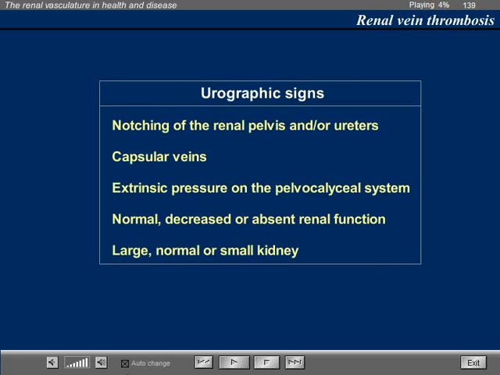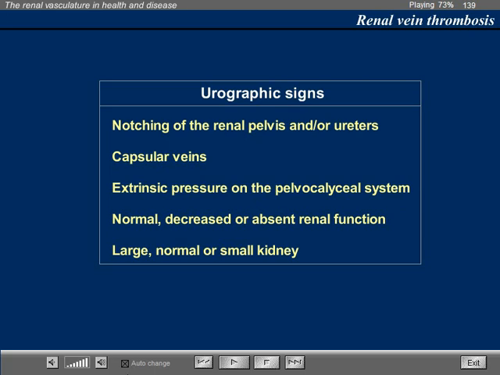Regrouping the signs of renal vein thrombosis based on the frequency of observation and the urographic examination of the patient, we observe notching of the renal pelvis and or ureters, the presence of enlarged perirenal veins, and extrinsic pressure on the pelvocalicial system as the three most common urographic signs. Kidney function, normal, decrease, or absent, and kidney size, normal, enlarged, or small, are of less importance.